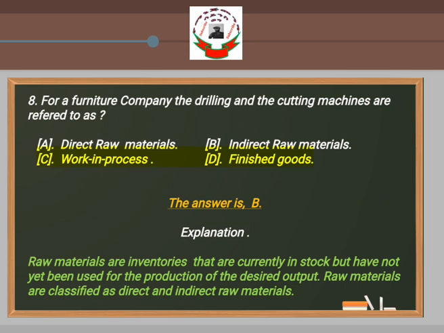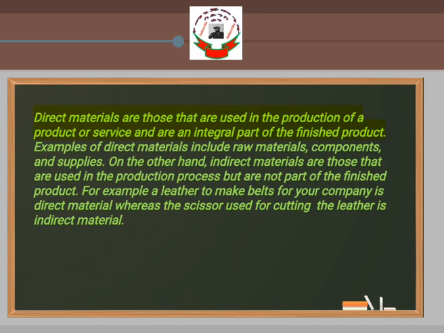D. Finished goods. The answer is B. Explanation. Raw materials are inventories that are currently in stock but have not yet been used for the production of the desired output. Raw materials are classified as direct and indirect raw materials. Direct materials are those that are used in the production of a product or service and are an integral part of the finished product. Examples of direct materials include raw materials, components, and supplies.